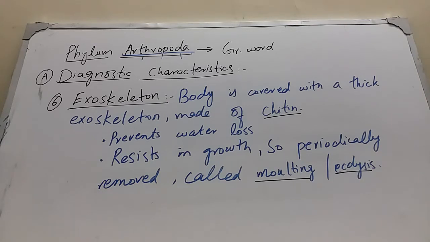So that's why this exoskeleton is removed periodically. Periodically means with the passage of time, when the arthropods grow in size, the exoskeleton is removed and the growth occurs and the body is covered with a new exoskeleton. So this periodic removal of exoskeleton from the body is known as ecdysis or molting.